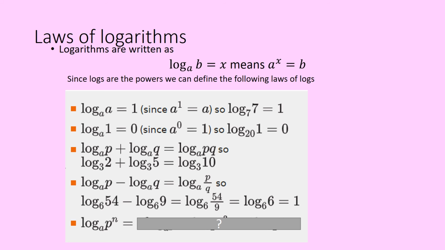So we can extract that n and it becomes n log base a of p. For example, if we had log base 2 of 5 cubed, remember raising a power to a power, we multiply the powers. So that 3 that we've raised that 5 to can come down and it becomes a multiplication. So 3 times log base 2 of 5. And we just say 3 log base 2 of 5.